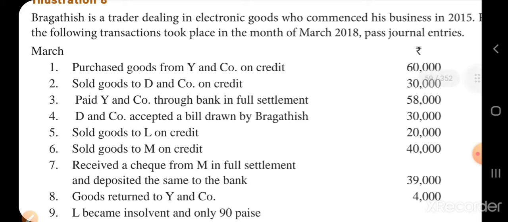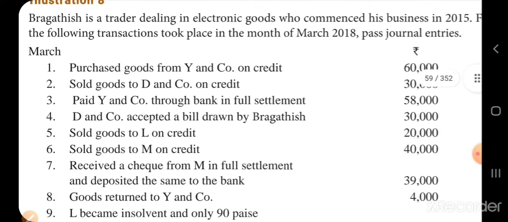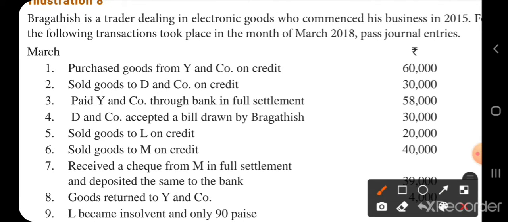Purchased goods from YN company on credit. Now Bragadish has purchased the goods from YN company. So first you should identify what are the two accounts involved in it. What are the two accounts involved? Purchase account and YN company's account. Now the second step is you should apply the rule.